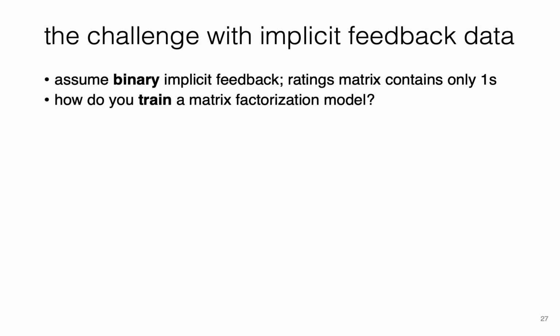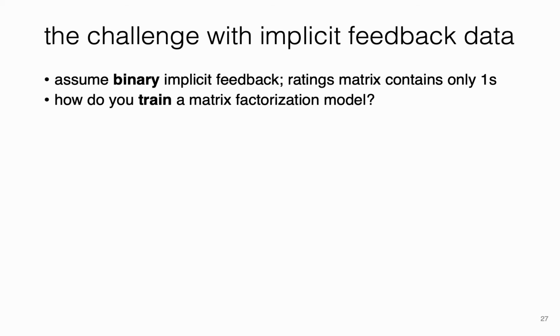In the last part of these slides, we will see the changes we have to do to use matrix factorization when we only have implicit feedback. The ideas also apply to other model-based collaborative filtering approaches. Here we focus on binary implicit feedback, where a user has either interacted or not with an item. So the ratings matrix contains only ones and all other entries are missing. Let us see what is the challenge with such data.